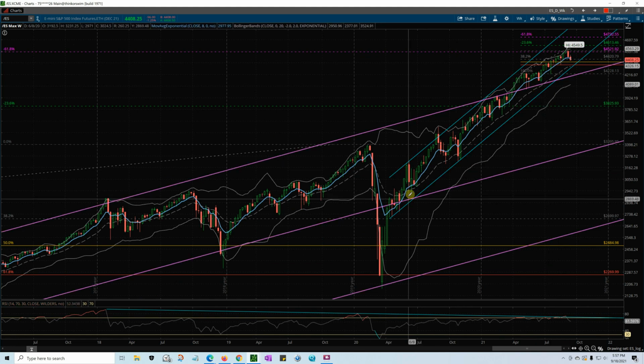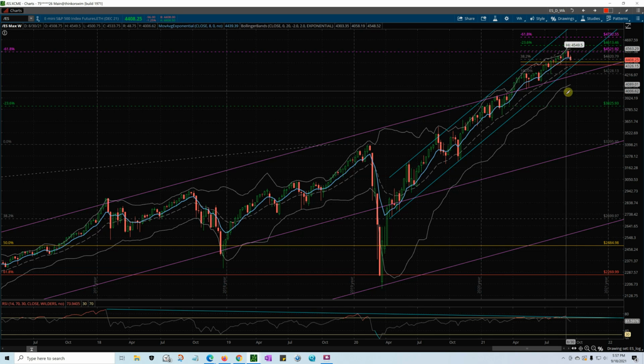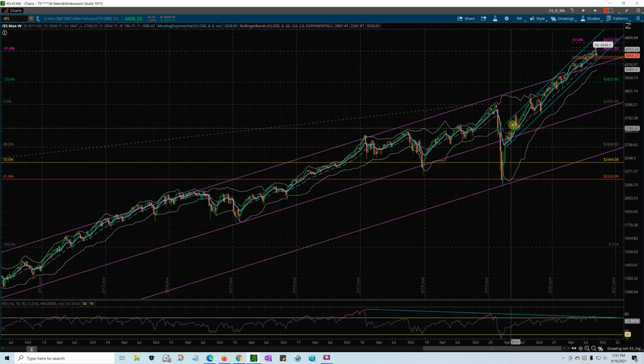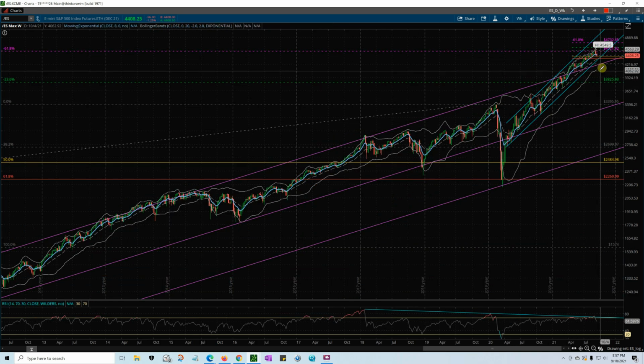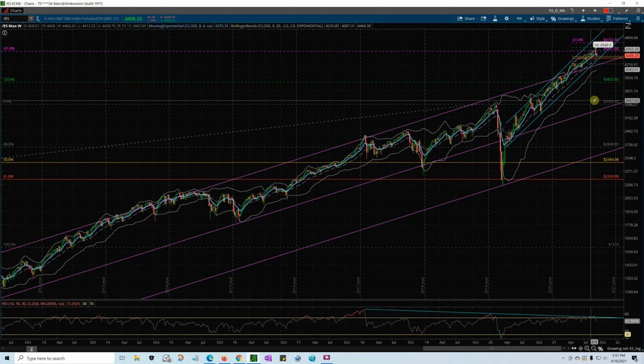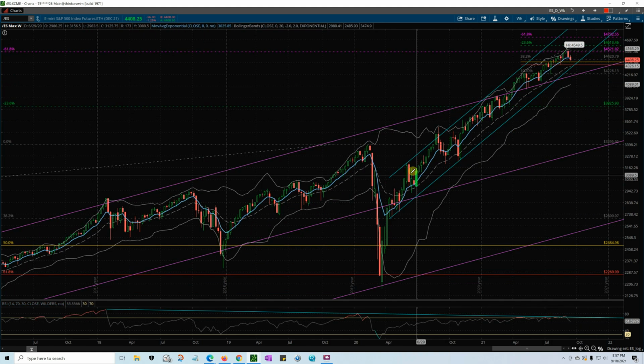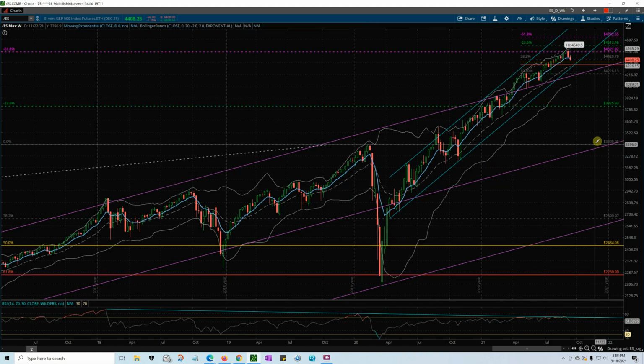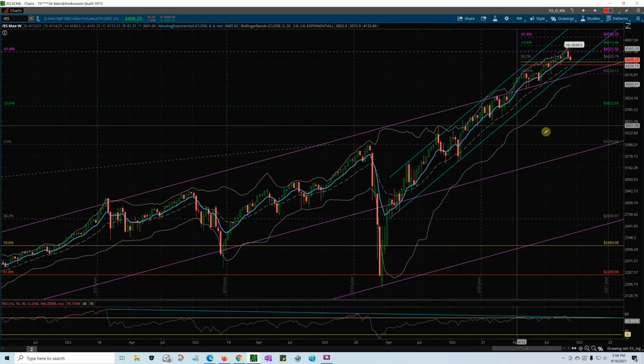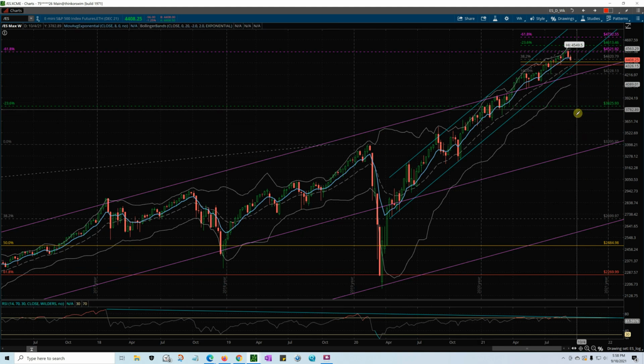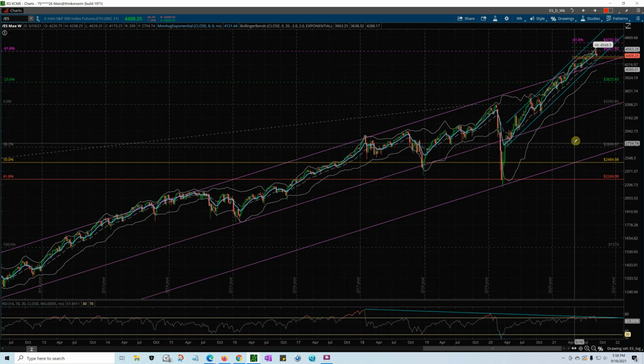And is this maybe just wave 1 of 5? Right? Maybe we're going to come back into the purple channel, trade an extension off of something, and then continue in a bigger, broader acceleration channel. I don't know the answer.